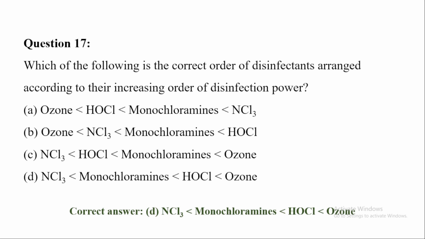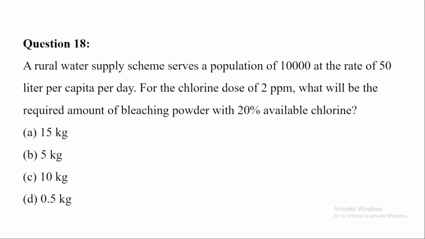Question number 18. A rural water supply scheme serves a population of 10,000 at the rate of 50 liter per capita per day. For the chlorine dose of 2 ppm, what will be the required amount of bleaching powder with 20% available chlorine?